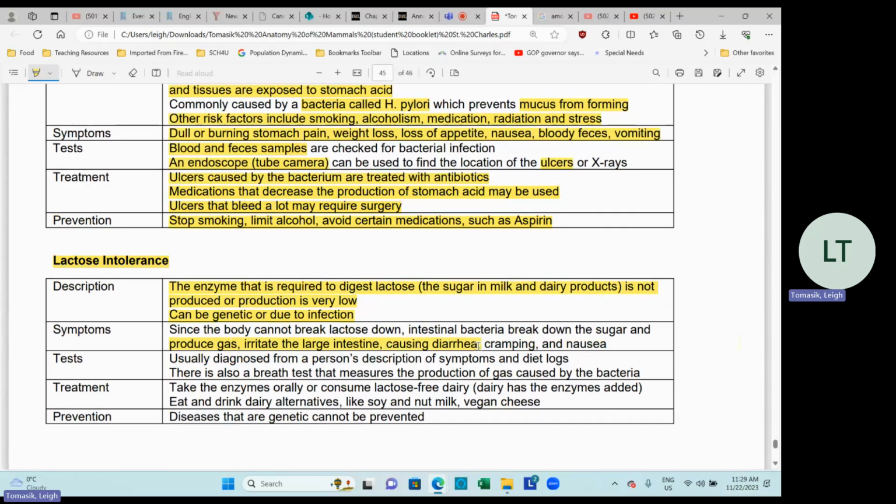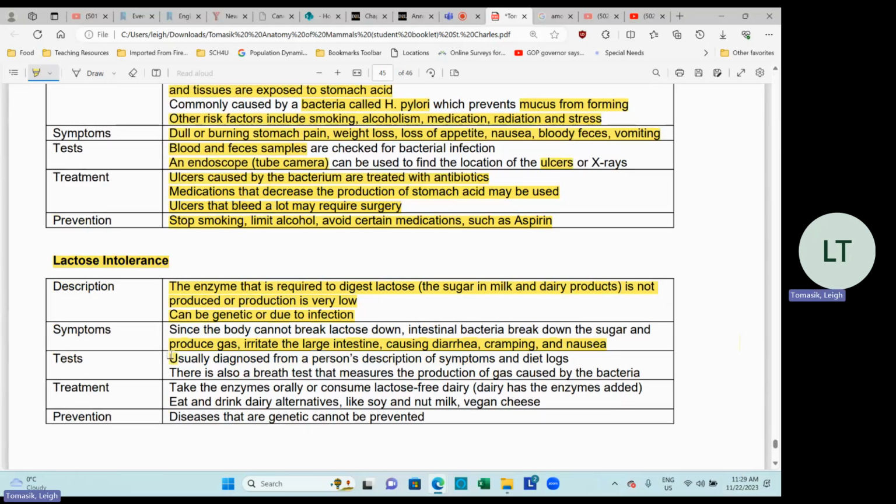And the large intestine is also responsible for removing water from your food, absorbing water. So if it's not working because it's irritated, it doesn't absorb the water, and then you get diarrhea. Cramping is due to the irritation of the large intestine by the bacteria, and nausea is sort of associated with the same thing. So all of those symptoms after you drink milk or dairy.